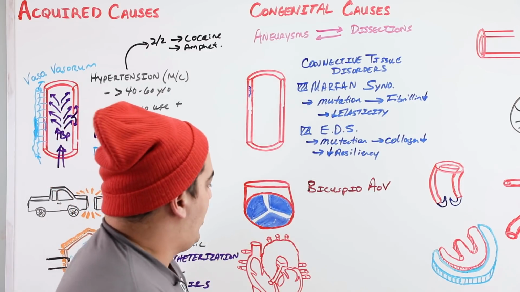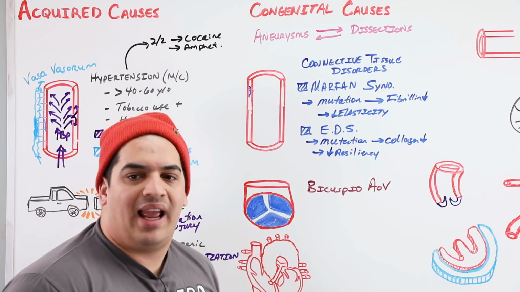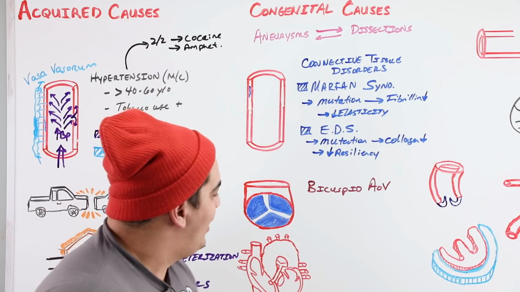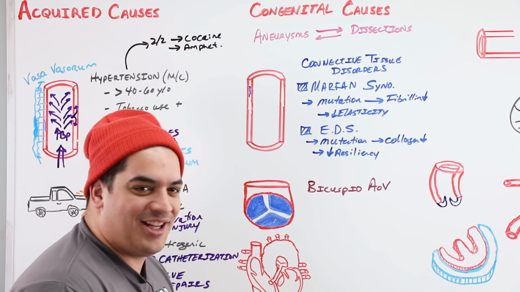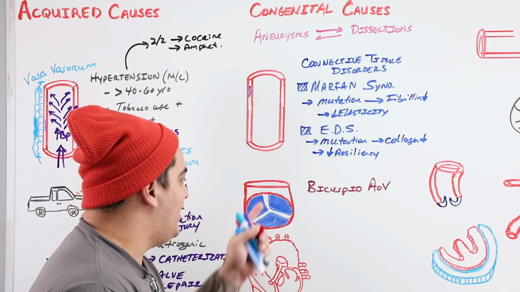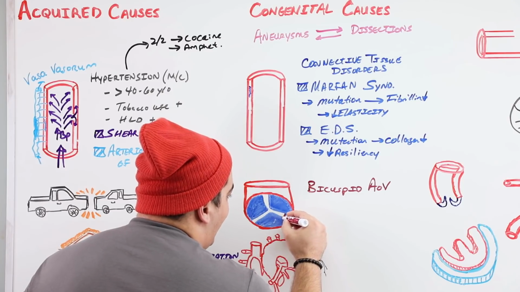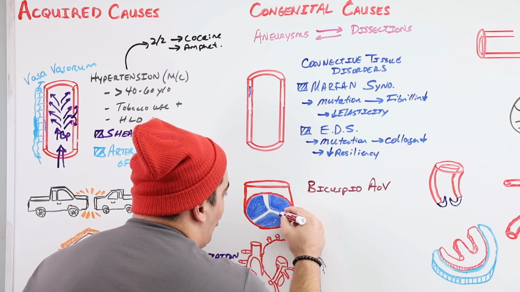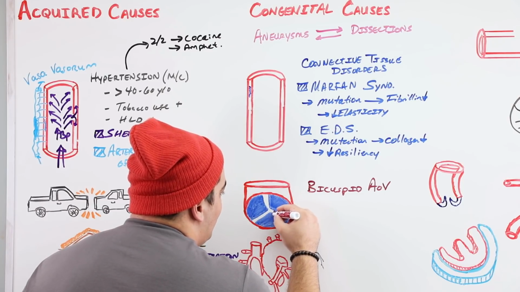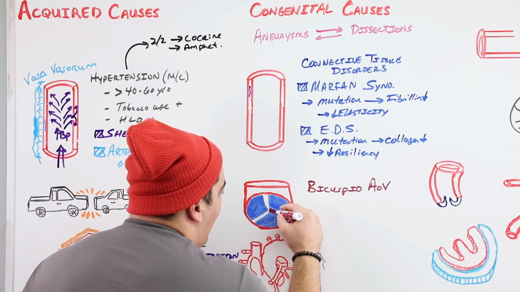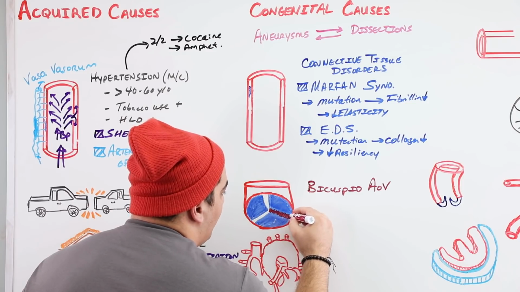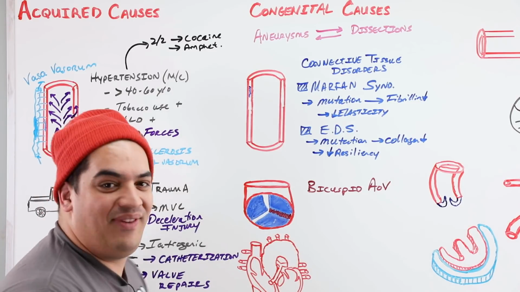So bicuspid aortic valves. We're going to abbreviate aortic valve, AOV. You know what these are? Generally, you should have 3 cusps. That's why the semilunar valve, there's 3 of these cusps. In a bicuspid aortic valve, there's a genetic issue here where 2 of these 3 valve cusps fuse together and create this bicuspid valve.